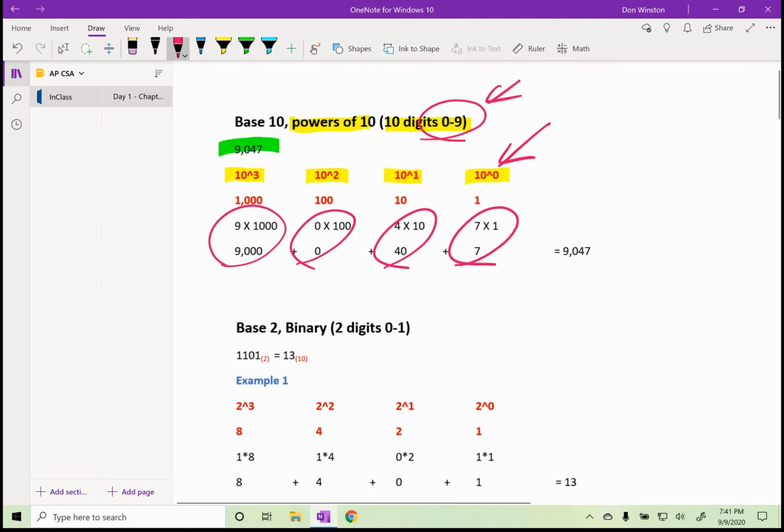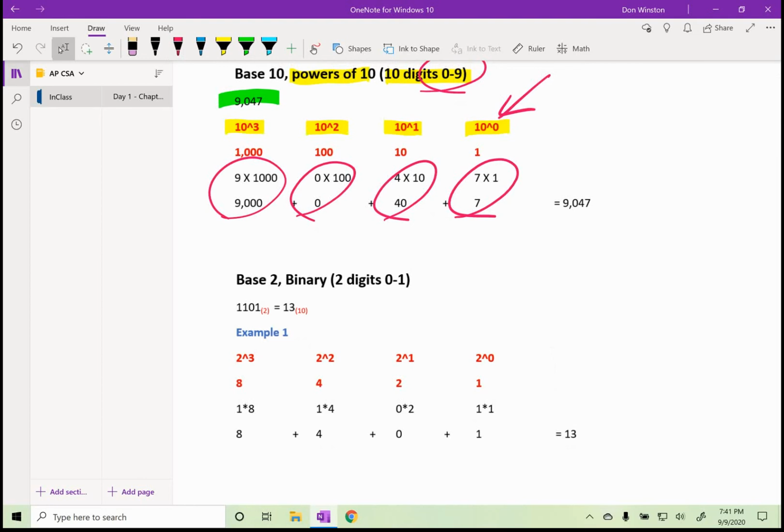All right, but now we'll look at base 2, or binary. In base 2, we only have 2 digits to work with, 0 and 1. So how do we represent numbers in base 2, or binary? Well, let's take a look at this. Let's say I have this number in binary, 1101. I am not going to say 1,101 because that would be incorrect. I'm working in base 2. But in base 10, that would be equivalent to 13. So how do I get from 1101 base 2 to 13 base 10?